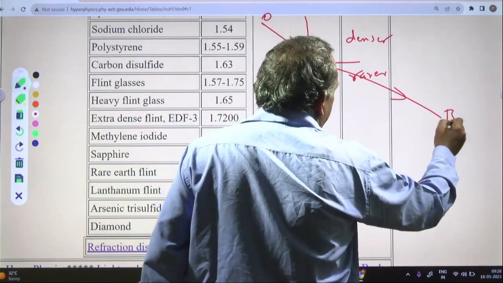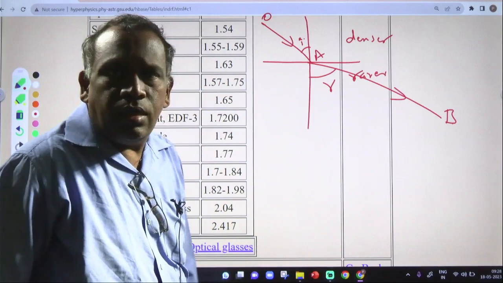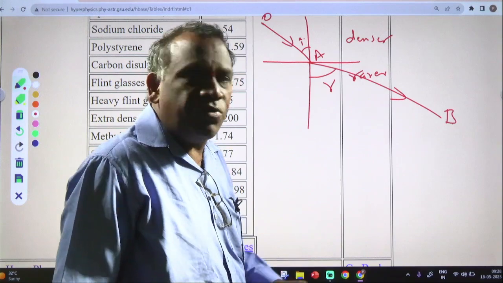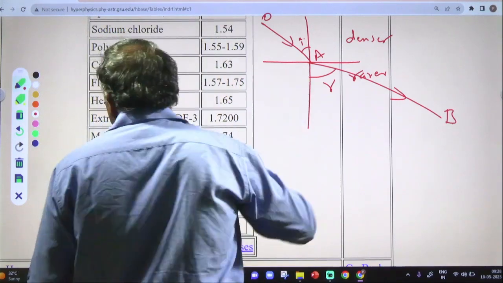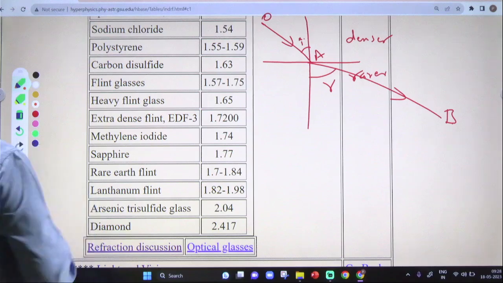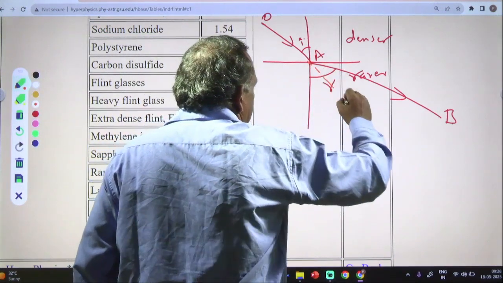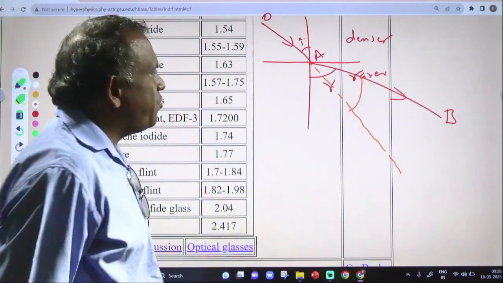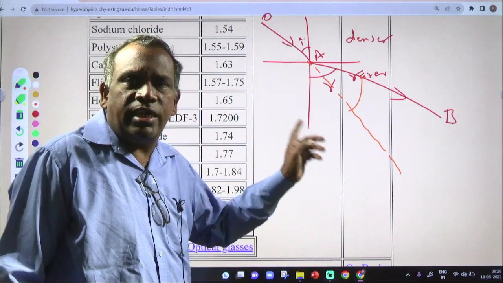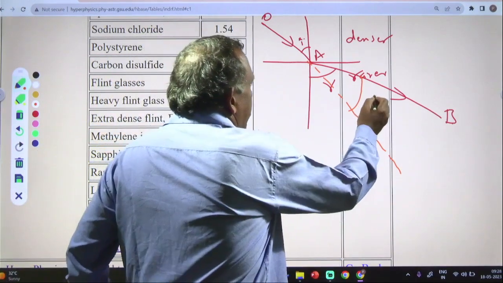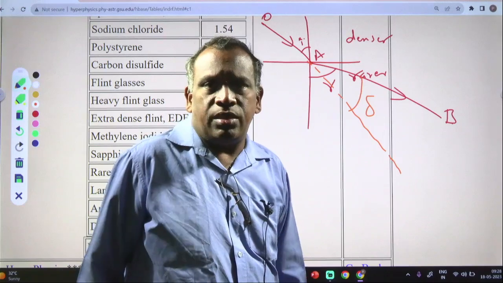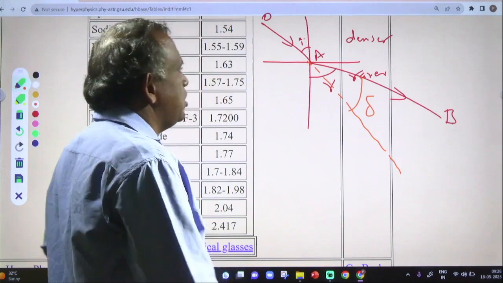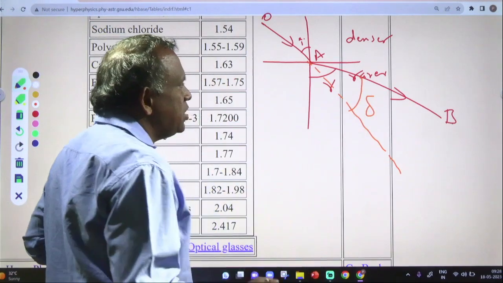and AB is the refracted ray. Angle I is the angle of incidence. Angle R is the angle of refraction. If you extend the incident ray, the angle between the extended incident ray and the refracted ray is called the deviation, the angle of deviation. The angle of deviation is delta.